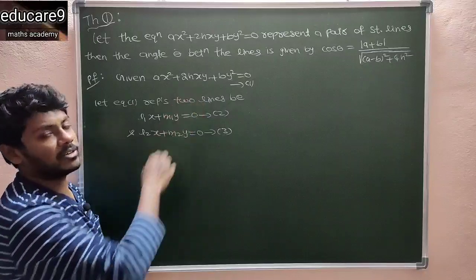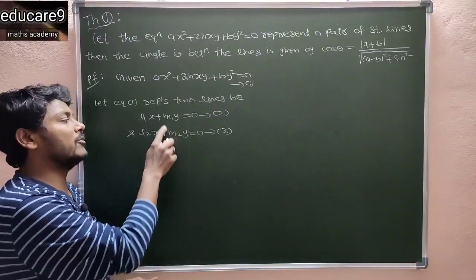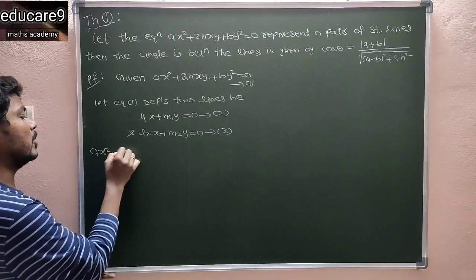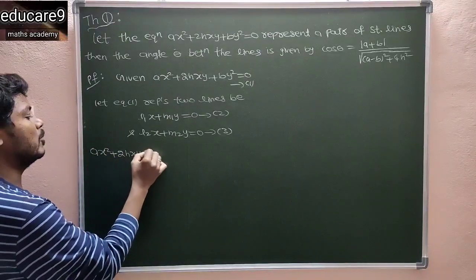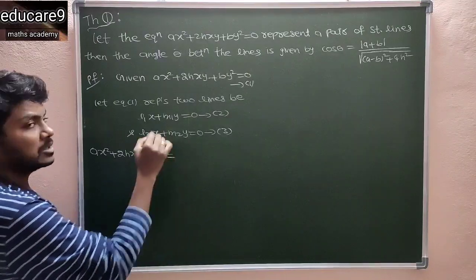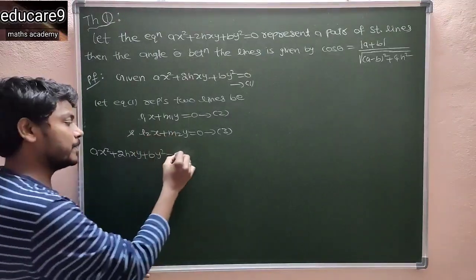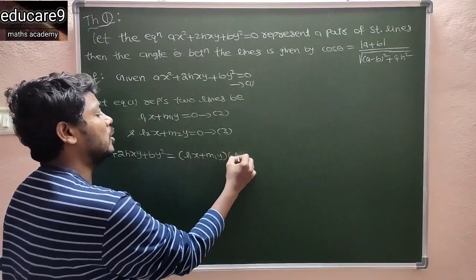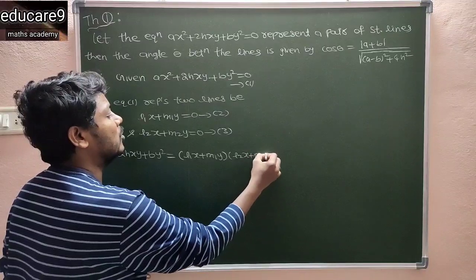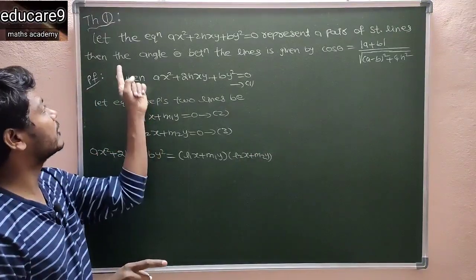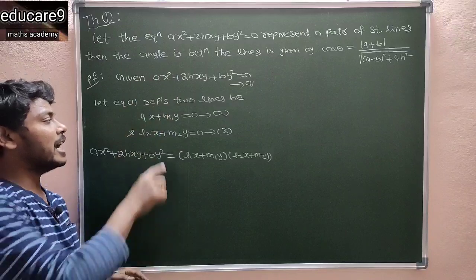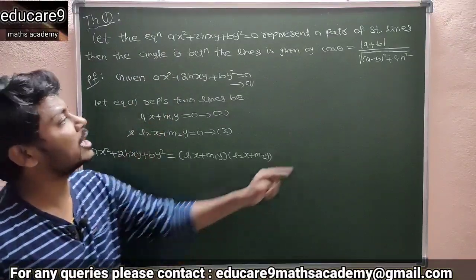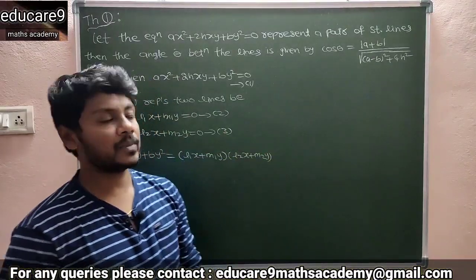So therefore equation 1 can be written as the product of these two lines. So ax square plus 2hxy plus by square is equal to the product of these two, that is (L1x plus M1y) into (L2x plus M2y). It represents a pair of straight lines. Then theta is the angle between these two lines, the angle between 2 and 3. Then prove that the cos theta value is this. Okay. So see here.